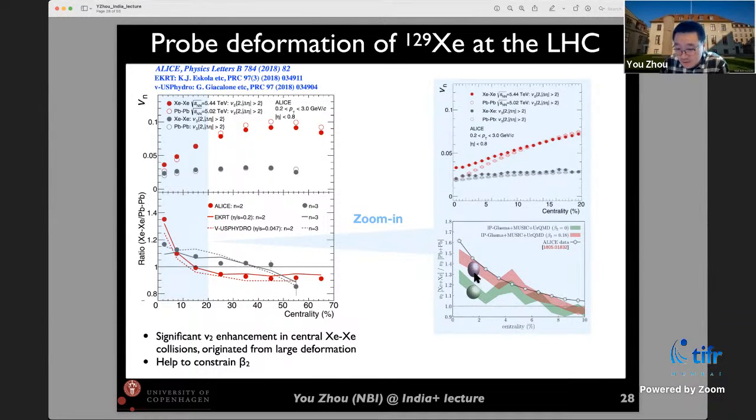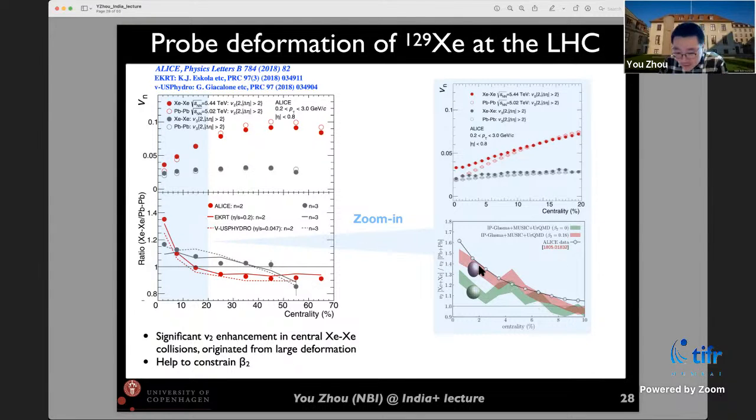So if you do the ratio, you can find there's a strong enhancement in xenon collision of the V2. And why is this important? Now we compare to the hydrodynamic model calculation using different deformation, whether they assume the xenon is like a ball, or there's a deformed structure with beta 2 equal 0.18, which is coming from the low energy nuclear physics, right?